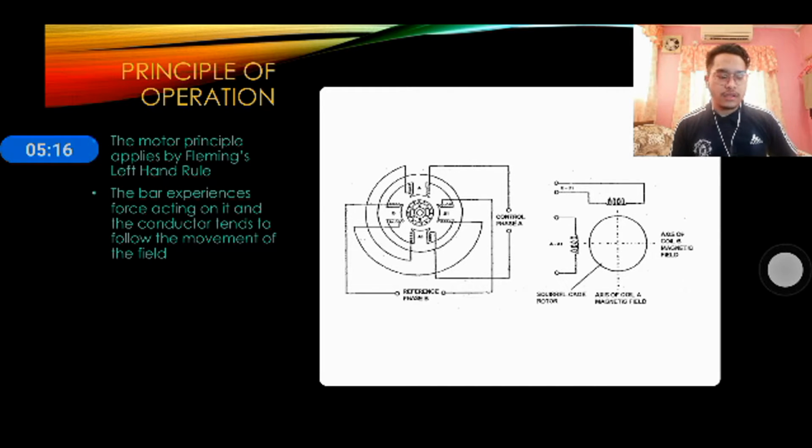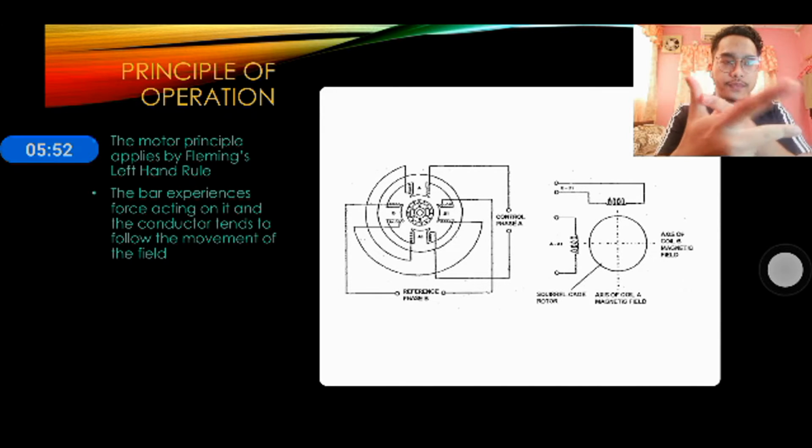Okay, this is serious. Let's talk about the principle of operation of the AC induction motor. The motor principle applies Fleming's left hand rule. To make it simple, I already invented an acronym for us to understand. I call it FMC. F is force. M is magnet, north to south, the direction of the magnet. C is the direction of the current. F, force. M, magnet. C is current. This is Fleming's left hand rule.